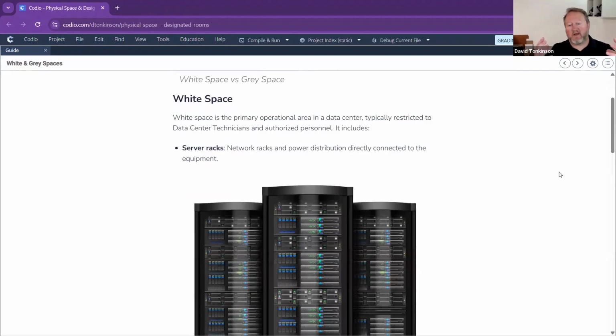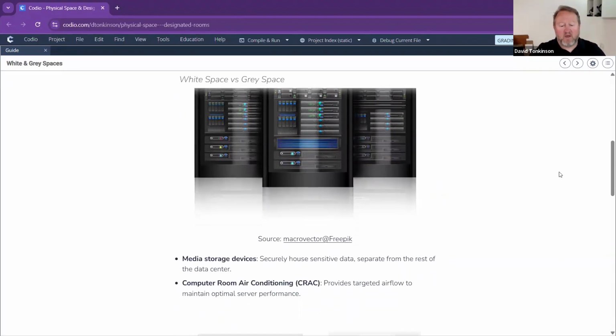In your white space, you put things like your server racks. So this is all your long server racks, your aisles, and all the equipment, of course, that goes into that. That covers things such as your media storage items, your servers, and other items along those lines, as well as switches. Let's have a show of hands to start with: who's heard of a TOR, a top of rack switch, before?